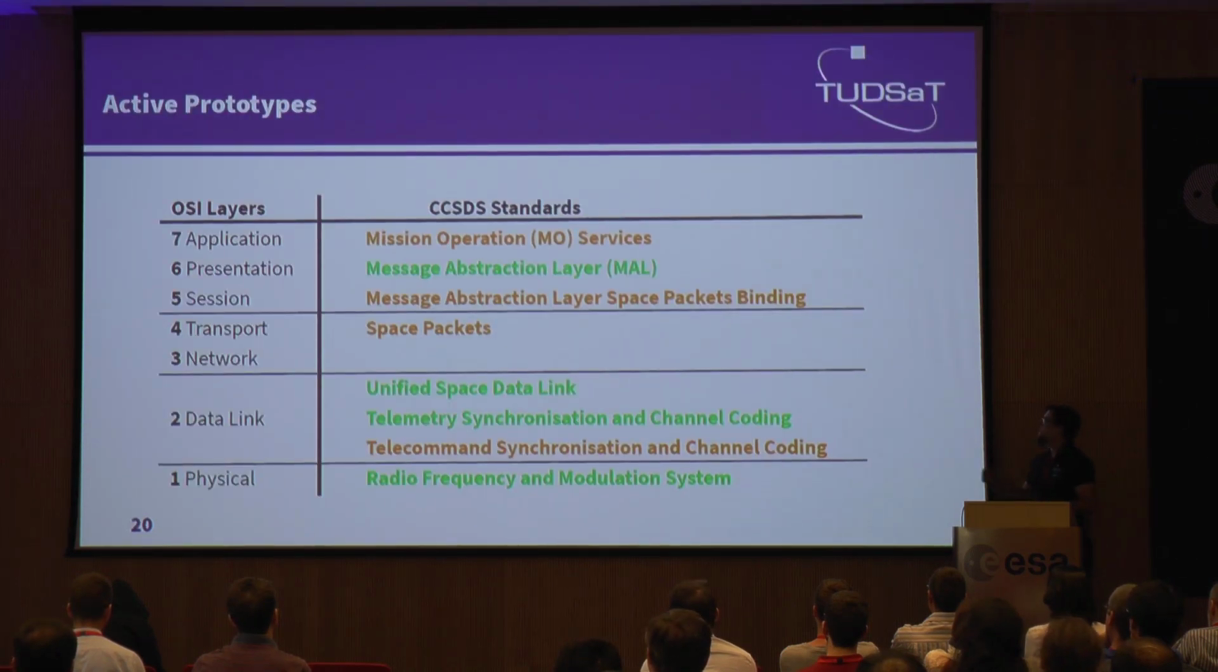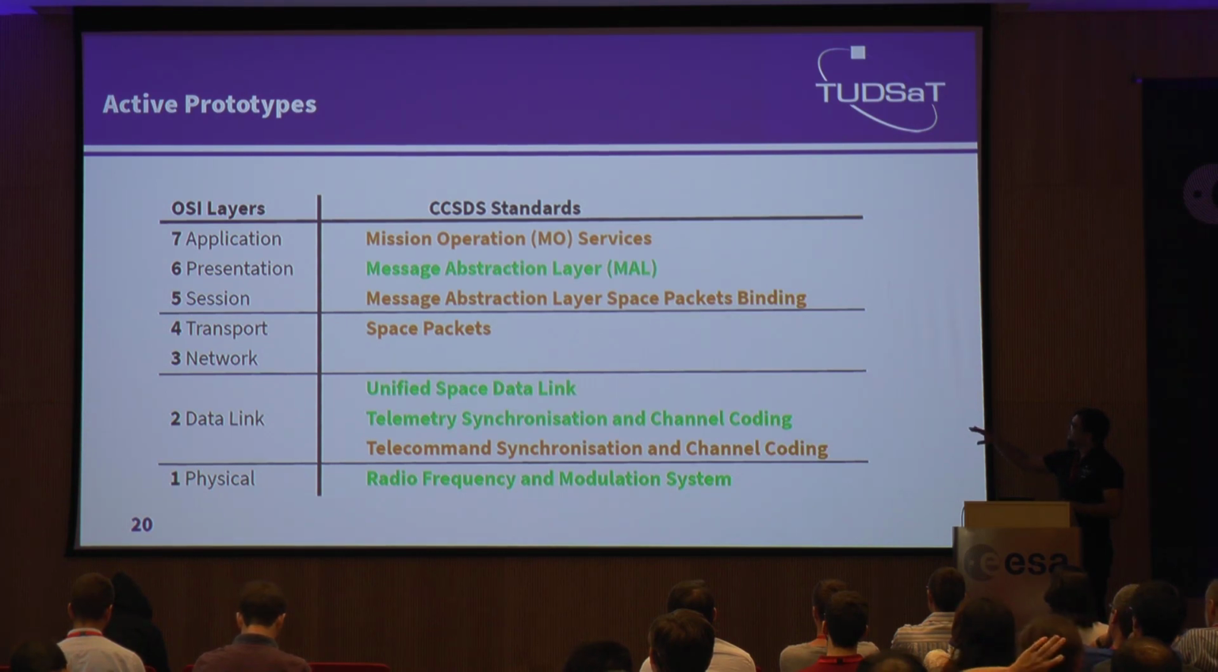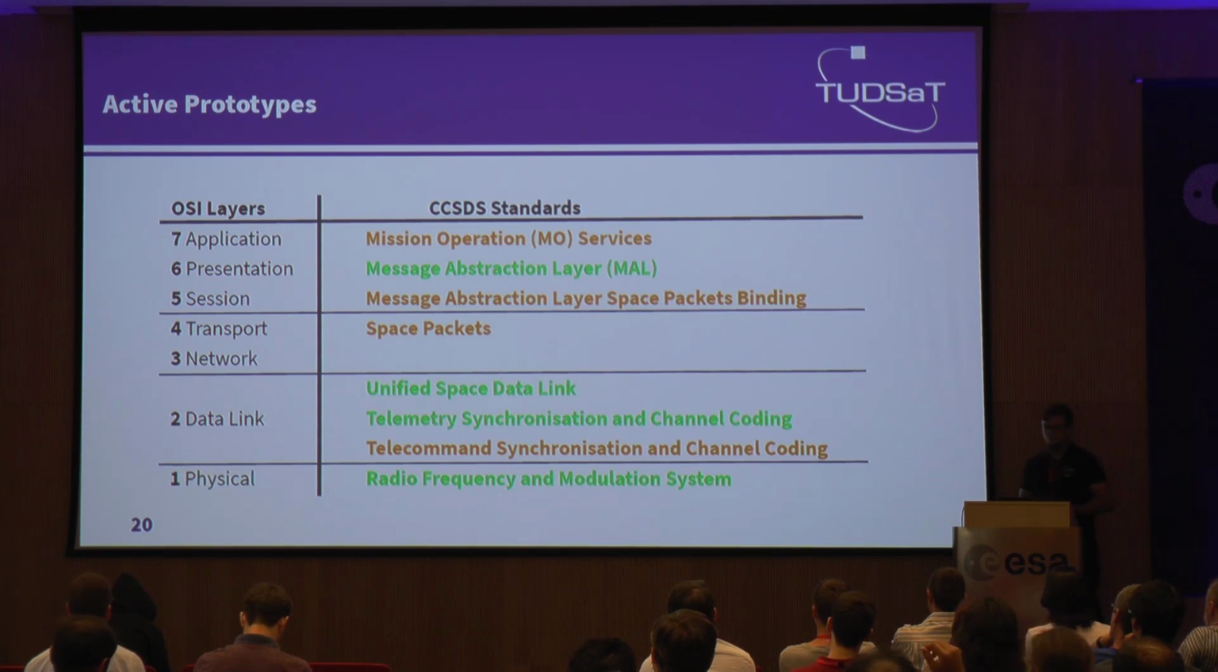So these are the active prototypes at the moment. Arthur is working on the message abstraction layer. We are working from the bottom. So I'm doing radio frequency and modulation systems, and we do the Unified Space Data Link and telemetry synchronization and channel coding.